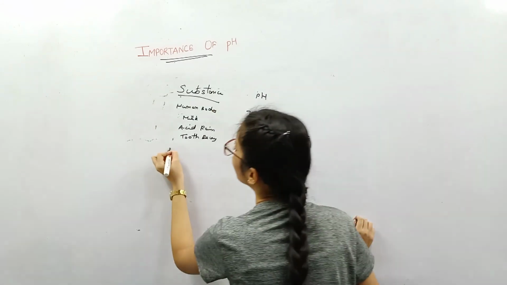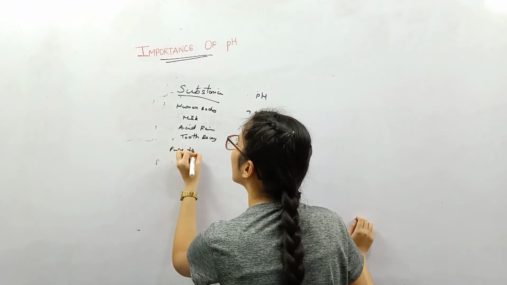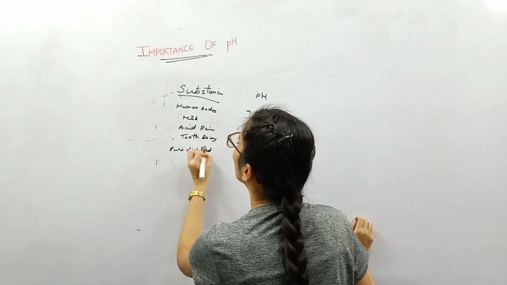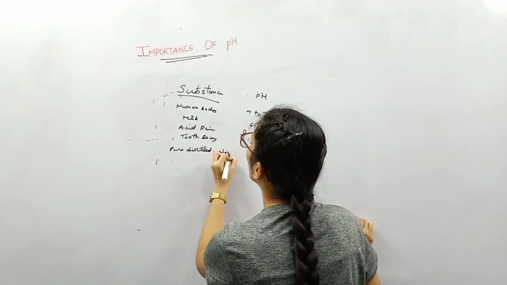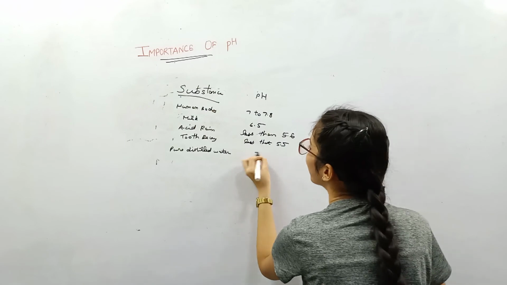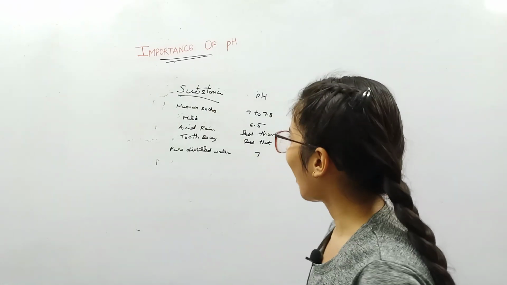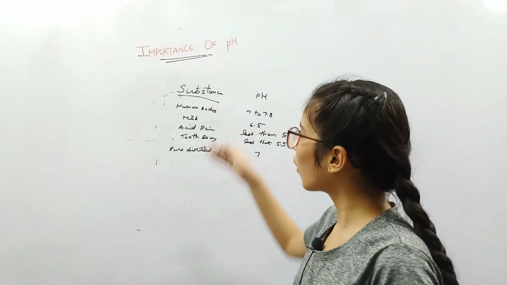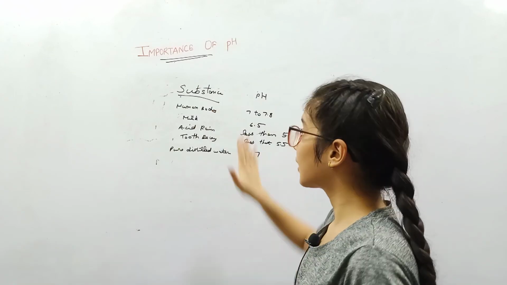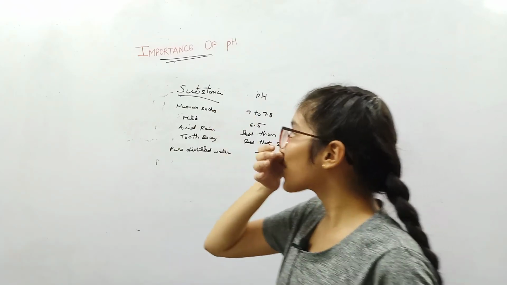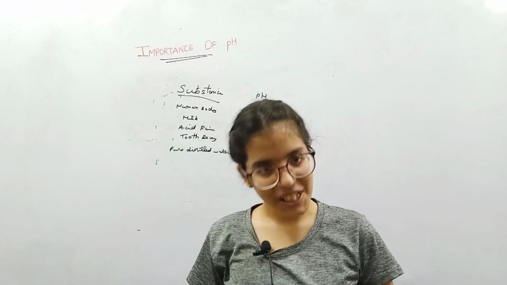Pure distilled water is neutral, so the pH is 7. And there are many. As I have written here, I have noted down only a few of them. So this is the thing to note. I think you have understood, and thanks for listening to me.